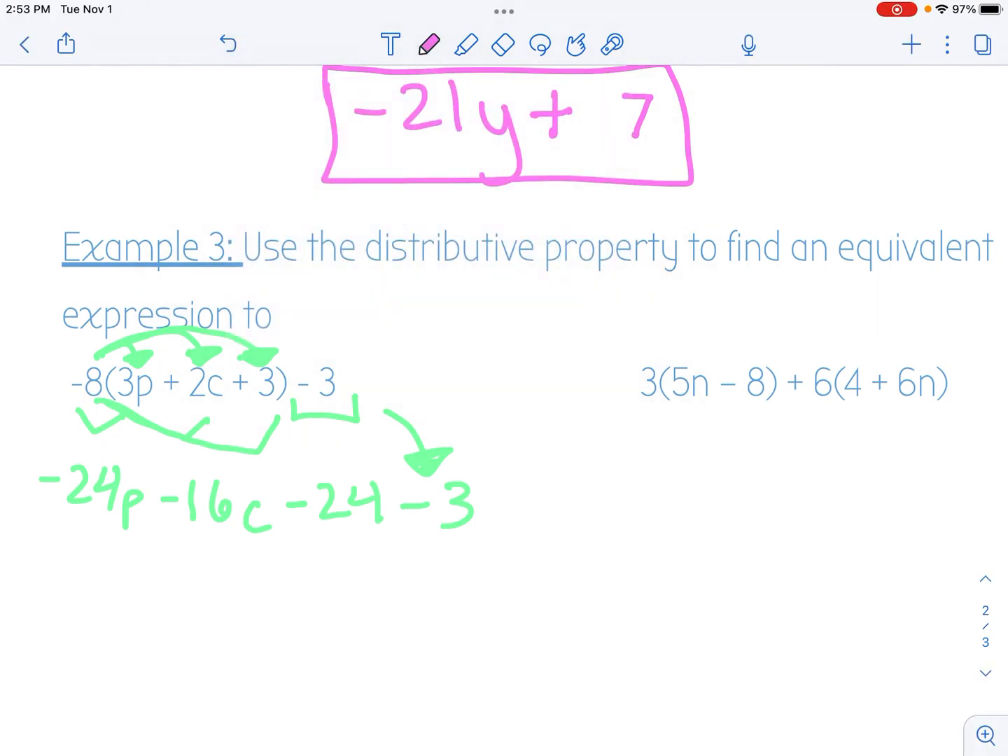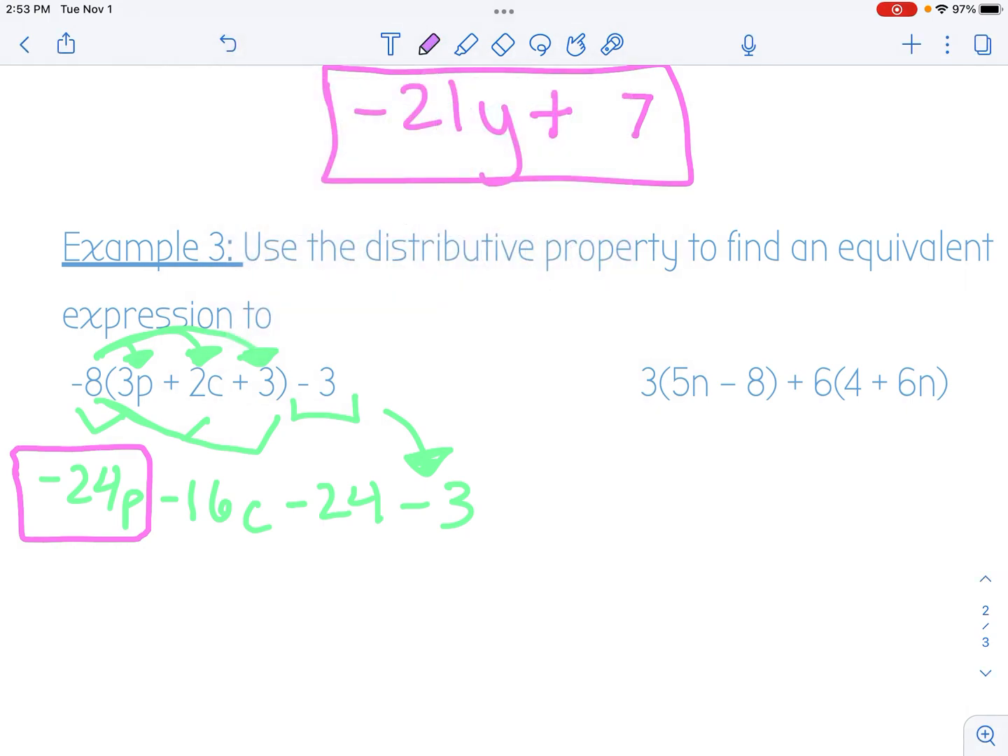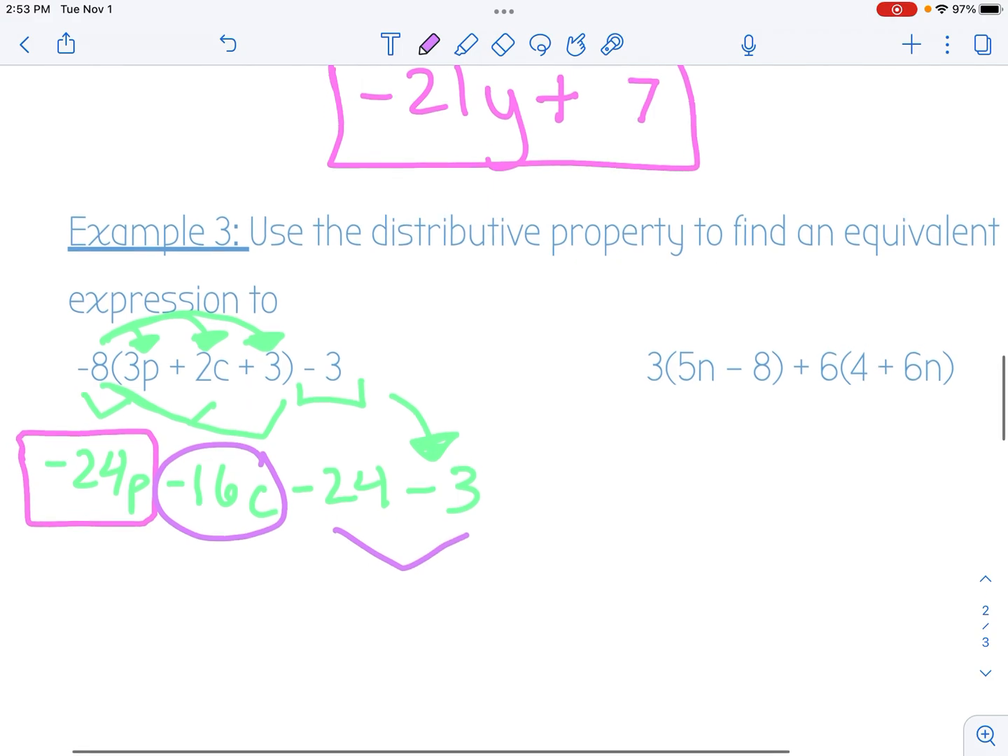Now I'm going to see if I have any like terms. So I have negative 24p. Doesn't look like I have any other variables with just p. My next one that I have is negative 16c. Looks like I don't have any other variables with just c. But last but not least, I do have two whole numbers, so I can combine those.